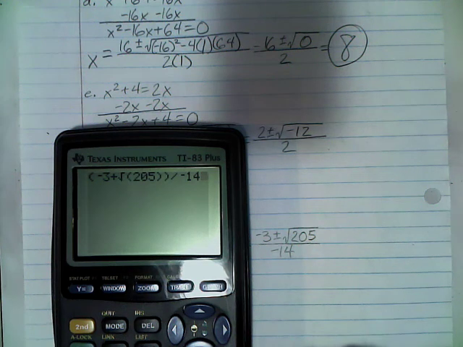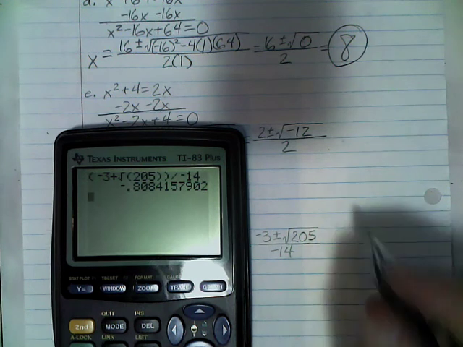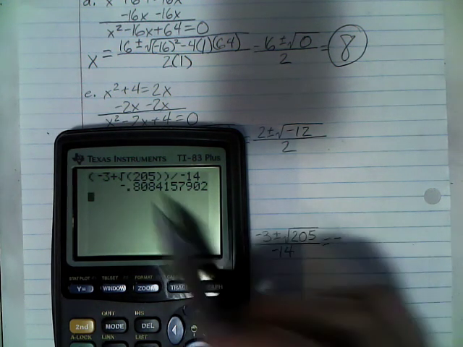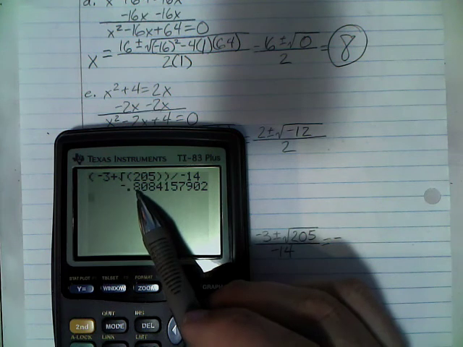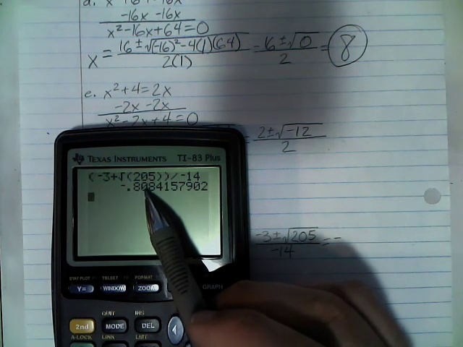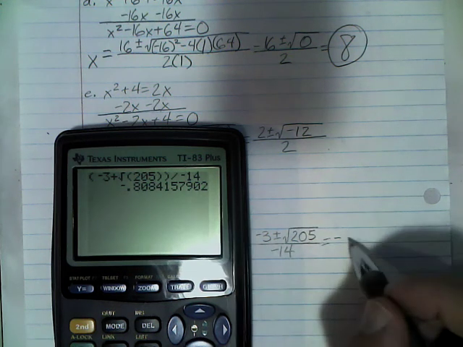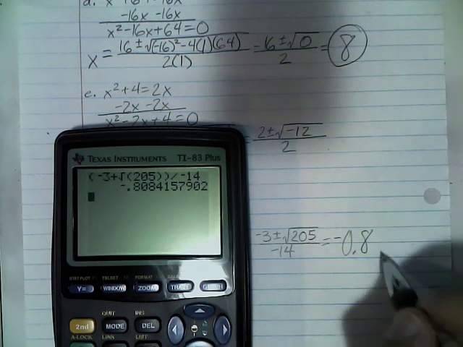So if I hit enter, that is one of my answers. So this equals a negative. Now round that off to the nearest tenth. So that'd be an 8 there. The 0 would tell me to round down, which really just means all that gets chopped off to zeros. So a negative 0.8.